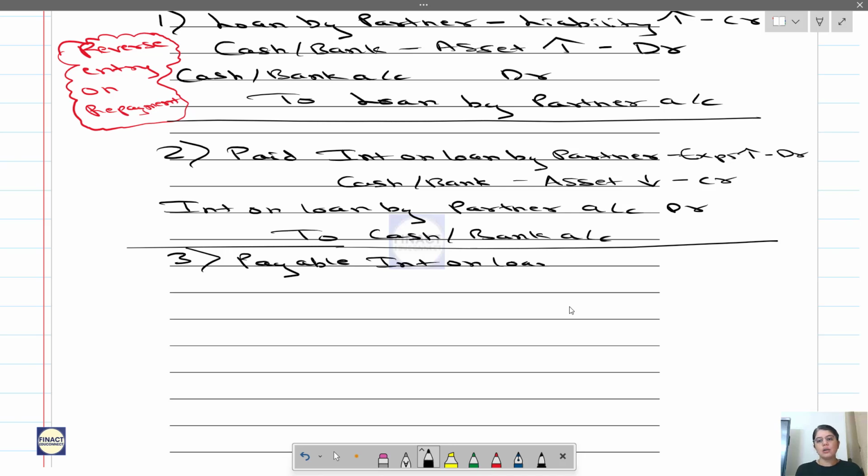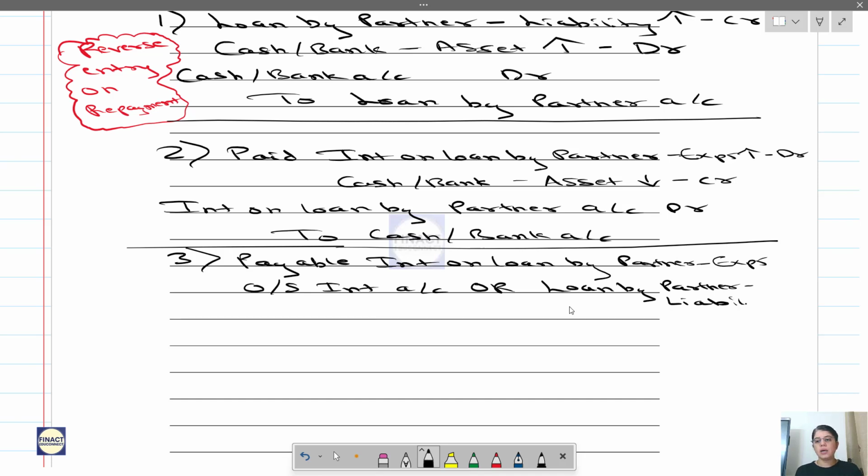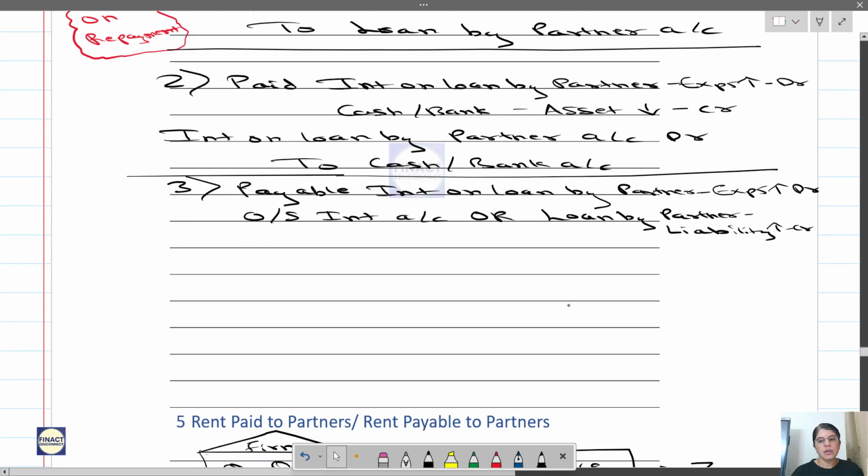Interest on loan by partner. Okay, it's an expense, and what we are going to do is, it is payable, so we will be creating a liability account. It will be either outstanding interest account, or we will just add it to loan by partner account. So this is a liability account. Now what is happening over here? Expense increasing, debit. Liability balance on the loan account will increase, outstanding interest is also a liability, increase, so credit.